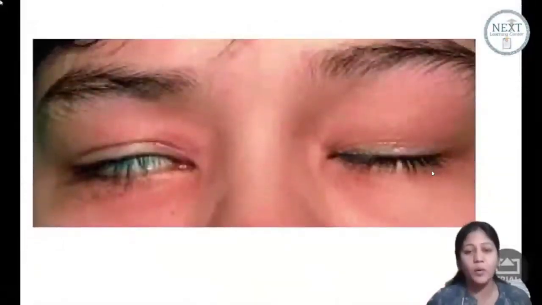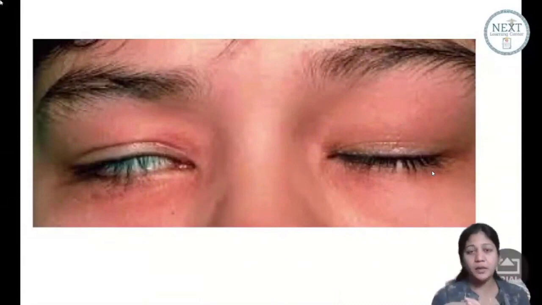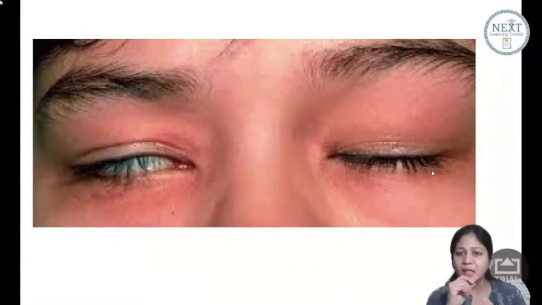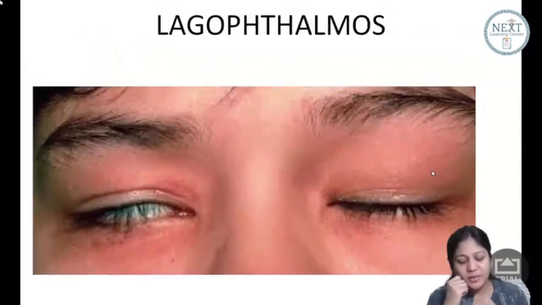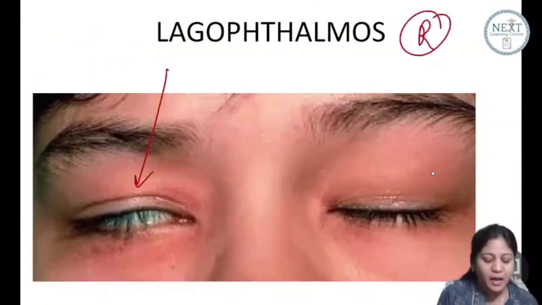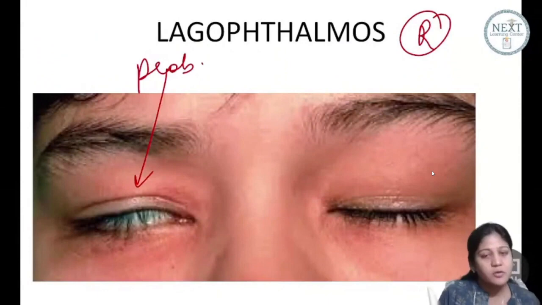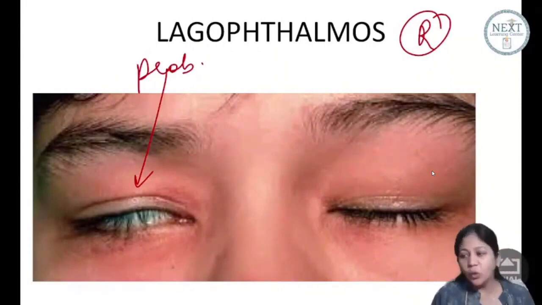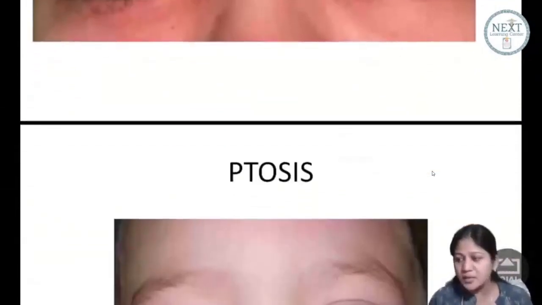Please see what is happening. What is the problem here in the picture? Which is the abnormal eye? Which palsy is this? Left eye is normal. Let me tell you. This condition is called lagophthalmos on the right side. This eye is the problematic eye. Don't confuse this with ptosis.